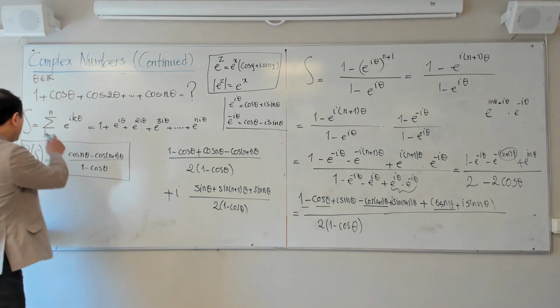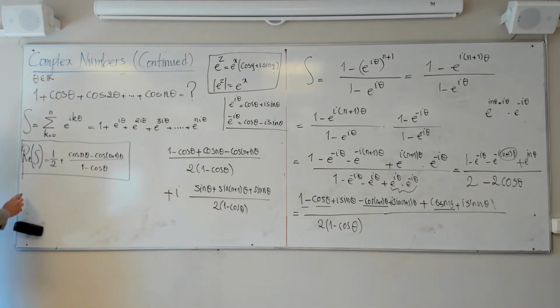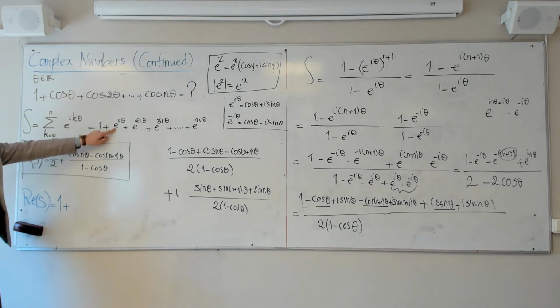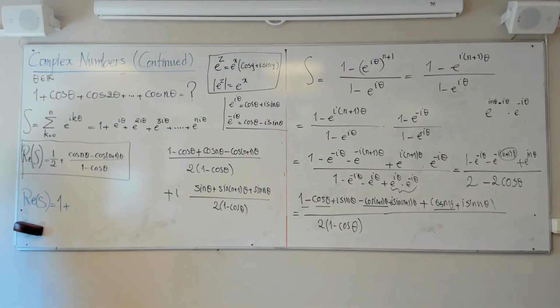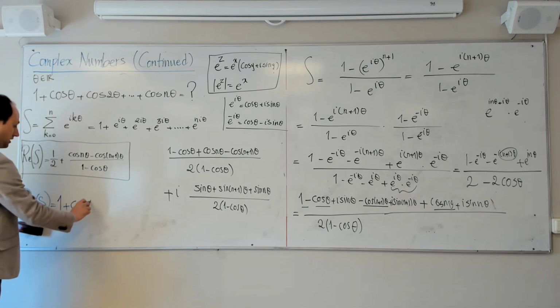That's true. So can you tell me now, what is the real part of S in a different way? I need to find the real part of 1. What is that? It's just 1. Okay, can you tell me what is the real part of e to the power of i theta? E to the power of i theta is on the board. What is the real part? Cosine theta. So the next term is cosine theta.